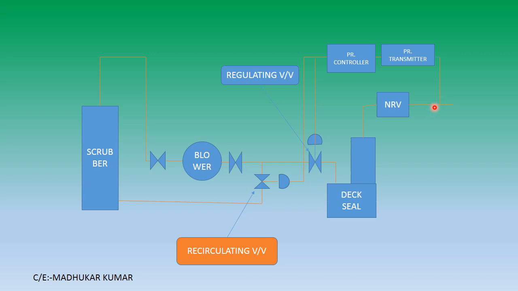Suppose in this line we have a rise in pressure. This will be sensed by the pressure transmitter, which gives a signal to the pressure controller. What happens? The recirculating valve will open, and whatever IG gas is coming over here will be recirculated back to the scrubber. And this pressure regulating valve will be closed and this valve will be opened. Thus the pressure is maintained towards this side.